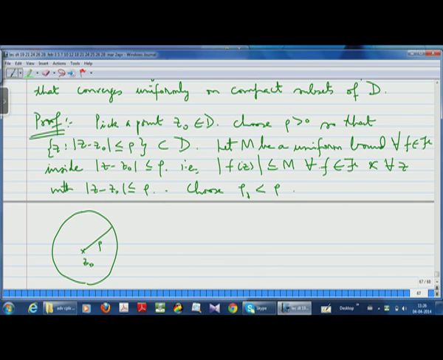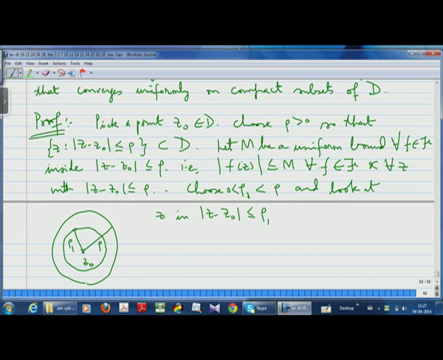a rho 1 which is positive and less than rho, so that I can consider the smaller closed disk of radius rho 1 centered at z naught, and look at z with mod z minus z naught less than or equal to rho 1. So the situation is like this. I take a smaller disk, and this length is rho 1. I'm looking at this smaller disk.